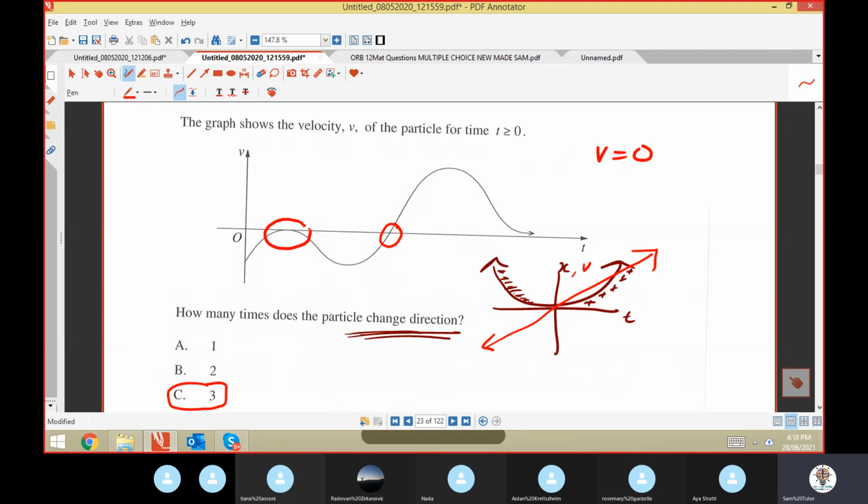Okay, isn't this another one? It's parabolic. Isn't that parabolic? Yeah, which means what? It has 2 solutions. This has 2 solutions, this has 1 solution. So the fact that this bounces, there's 2 answers. The fact that this cuts through, there's 1 answer. So in fact, it changes direction 3 times: 1, 2, and then 3.